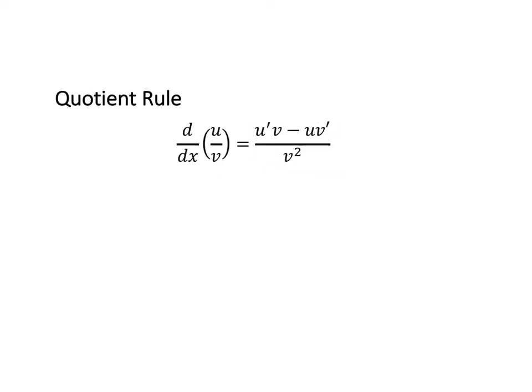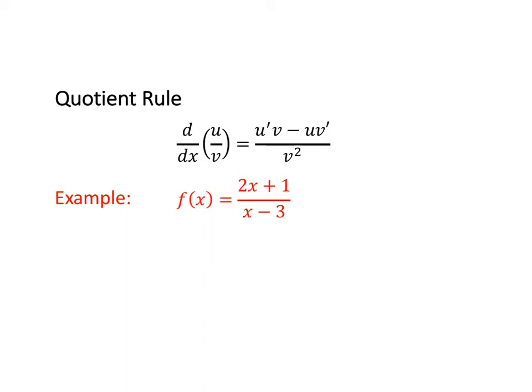So now let's look at the quotient rule. Instead of being u times v, what if we have u divided by v? Well, in that case, it looks very similar. The numerator looks very similar to what we had before, in that it's going to be the derivative of the numerator times the denominator, but now minus the numerator times the derivative of the denominator over the denominator squared. So it's u prime v minus u v prime over v squared.